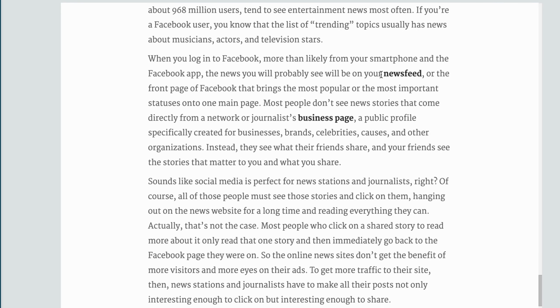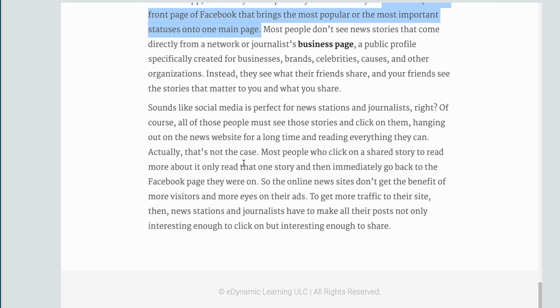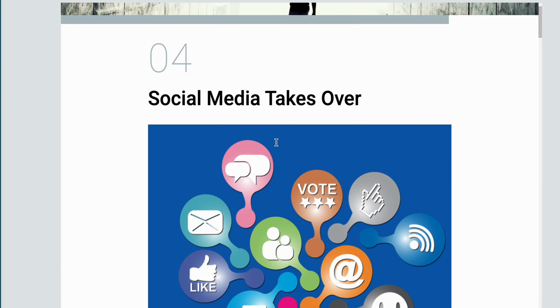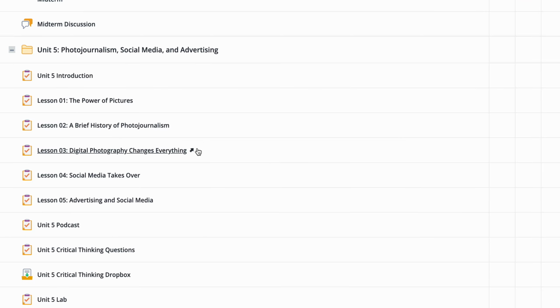So here, the news feed, or the front page of Facebook, brings the most popular or the most important status on the main page. And here also is the idea that clicking one story will open other windows that are related to this story. Then we move to lesson 5, which is the last lesson. It's about advertisements and their types.